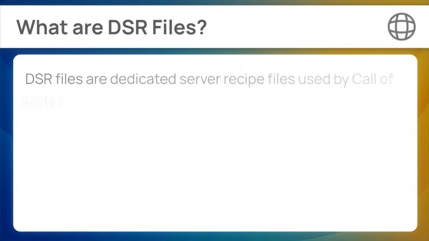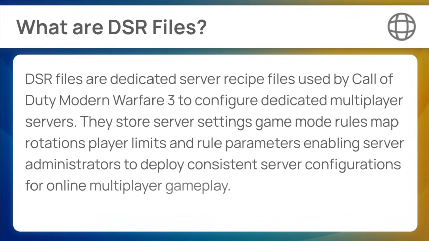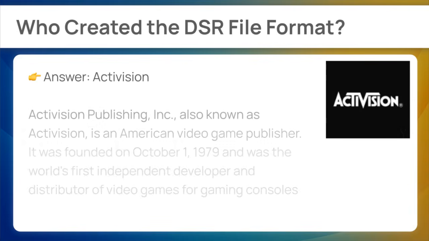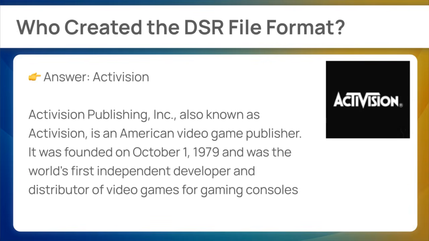DSR Files are dedicated server recipe files used by Call of Duty Modern Warfare 3 to configure dedicated multiplayer servers. They store server settings, game mode rules, map rotations, player limits, and rule parameters, enabling server administrators to deploy consistent server configurations for online multiplayer gameplay.